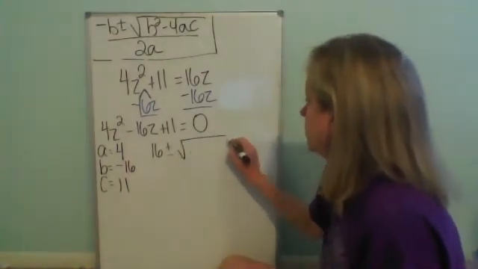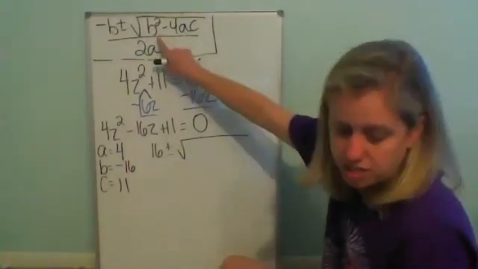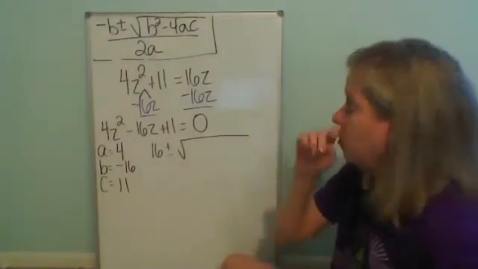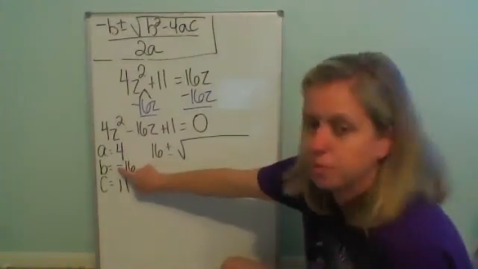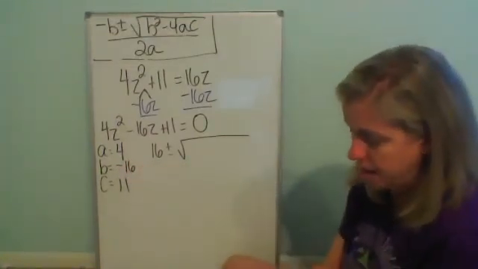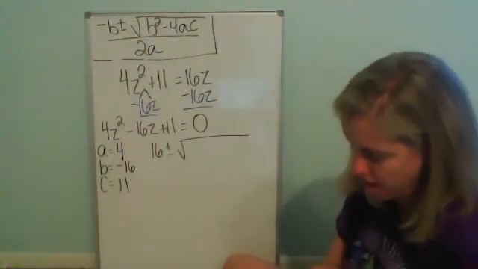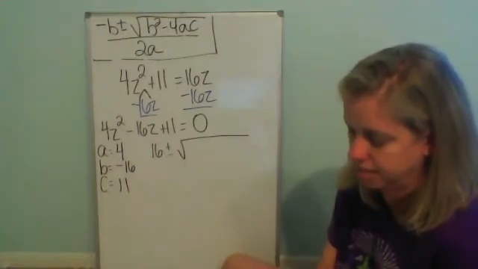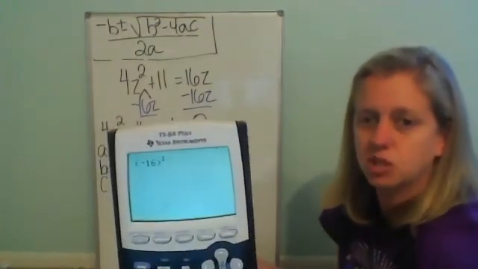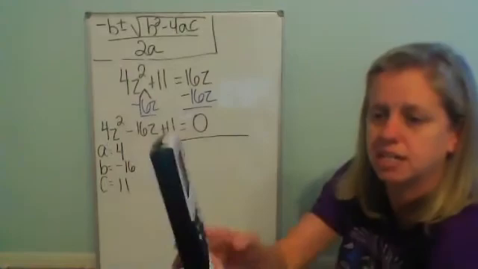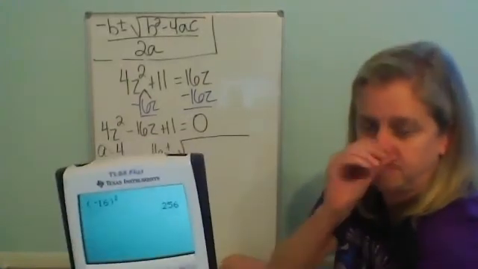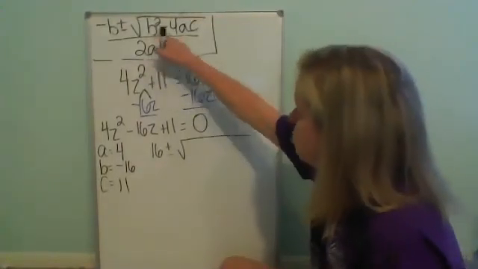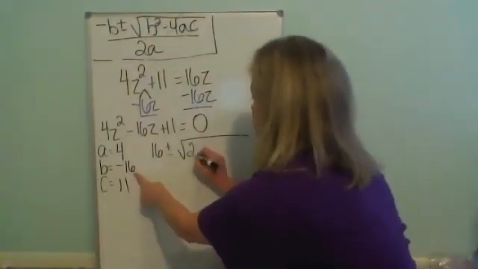Plus minus. The first thing I need under my radical is my B squared. So remember, when you're squaring, I need this number, that negative 16, but I need to square it. So what do I need to put that negative 16 in? Parentheses, right? So negative 16 in parentheses squared. So make sure you have it in parentheses. Hit enter to get 256. So B squared was the negative 16 squared, which is 256.